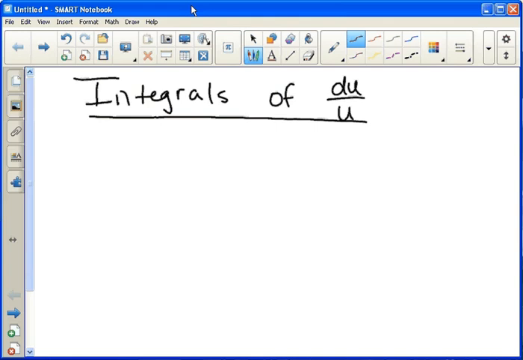Today we're going to be talking about doing the integrals of du over u. This is basically the opposite of doing the derivative of natural log. So one thing that we have actually avoided doing is ever taking the integral of 1 over x.